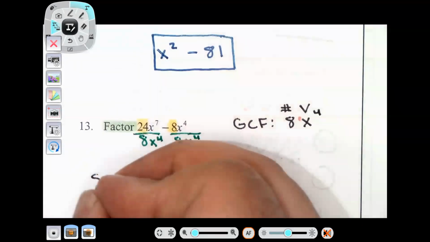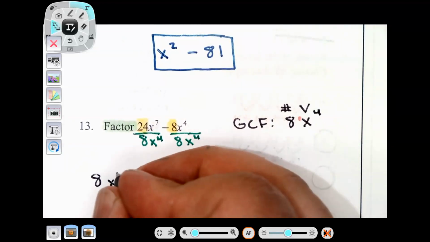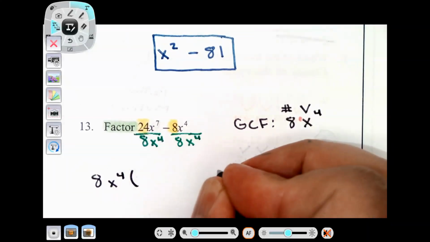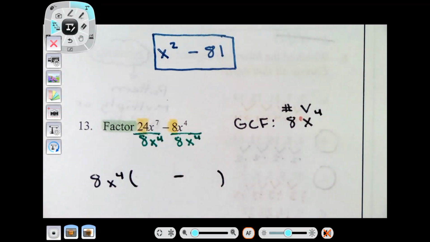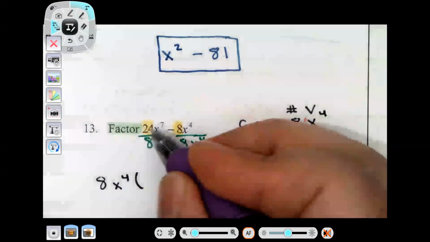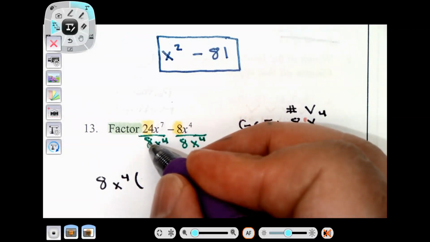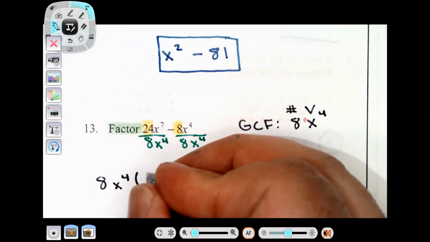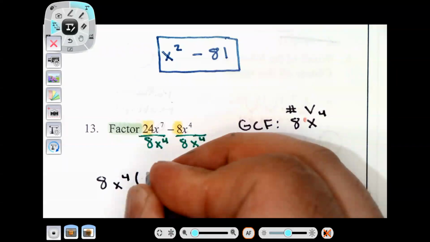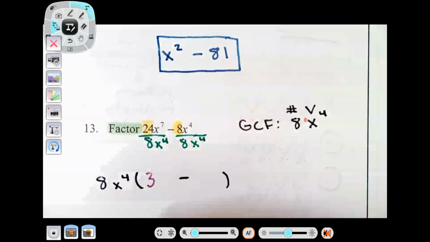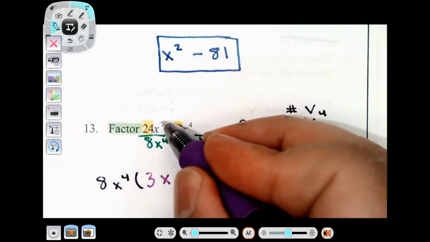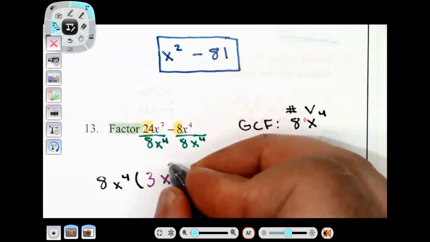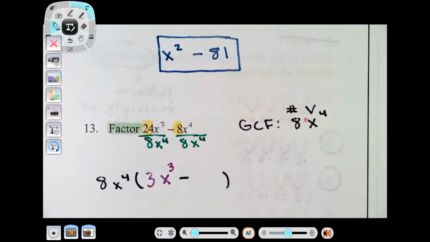All right, so here's my GCF: 8x to the 4. Okay, here comes my parentheses. Yes, there's a minus sign in the middle. All right, let's start that division. 24 divided by 8. All right, well, it's easy enough. So if you have your answer, write it in. And X's now. So here's my X because we do have some leftovers. 7 take away 4. So there's a subtraction. So we have 3 left.